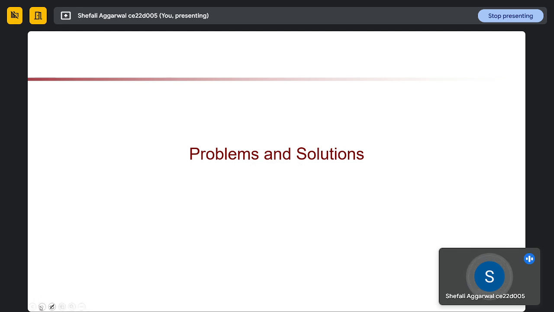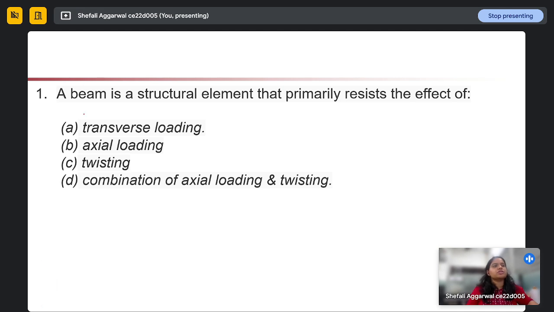So we'll go to the first question then. First question is simple. A beam is a structure element that primarily resists the effect of transverse loading, axial loading, twisting, combination of axial and twisting. So what is the primary role of our beam member?